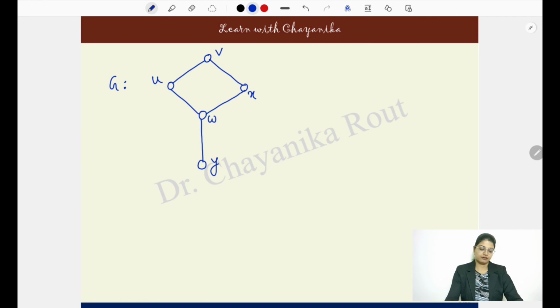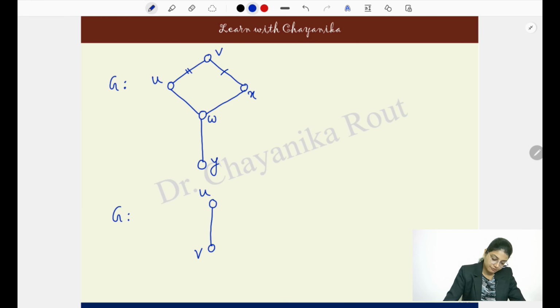Suppose this is my graph G. The question is, check if this graph G is a bipartite graph, and if it is, then construct the two partite sets. So we will first try to redraw this graph in the bipartite structure. So let us start redrawing the graph G, and I start with the vertex U suppose. Now since UV is an edge in the graph, and if the vertex U is in one row, then the other endpoint V must be on the other row.